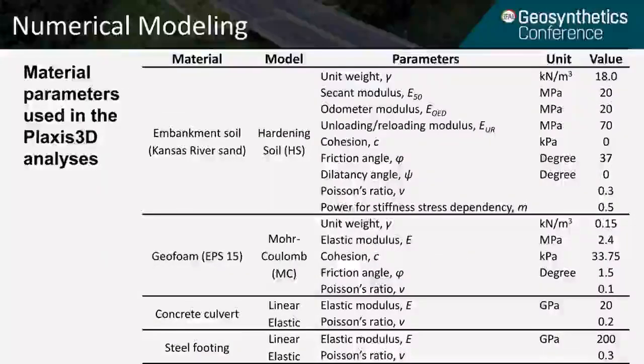I won't go into details for this slide, but for our numerical modeling using Plaxis 3D, we used hardening soil models with the specifications shown in this slide for the embankment soil, which was Kansas River sand, and we used the Mohr-Coulomb model to simulate the geofoam. And we also used linear elastic models to simulate the concrete culvert and steel footing, with the details shown in this slide.